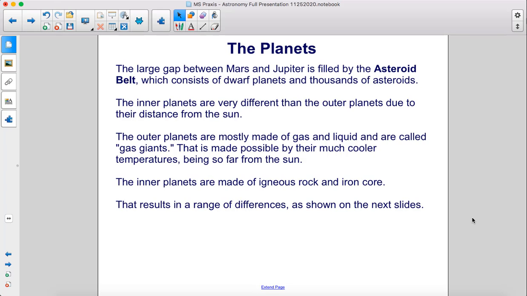The inner planets are very different than the outer planets due to their distance from the Sun. The outer planets are mostly made of gas and liquid and are called gas giants. That is made possible by their much cooler temperatures, being so far from the Sun. The inner planets are made of igneous rock and iron core. That results in a range of differences, as shown on the next slides.